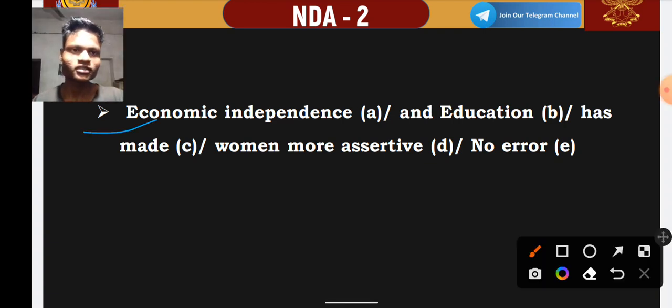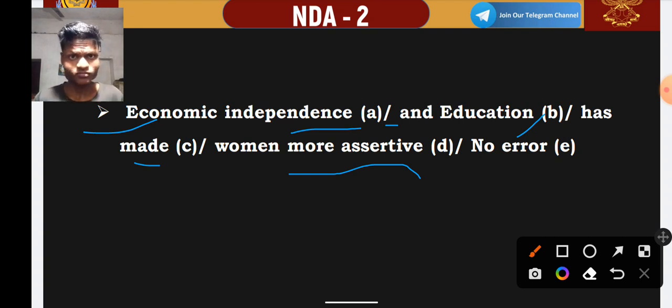Economic independence and education has made women more assertive. You need not translate this sentence into Hindi. You need to detect whether a verb is used according to the subject or not. If not, you have to correct it yourself.